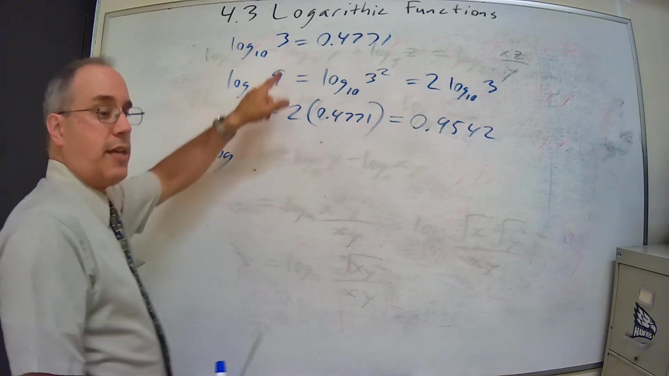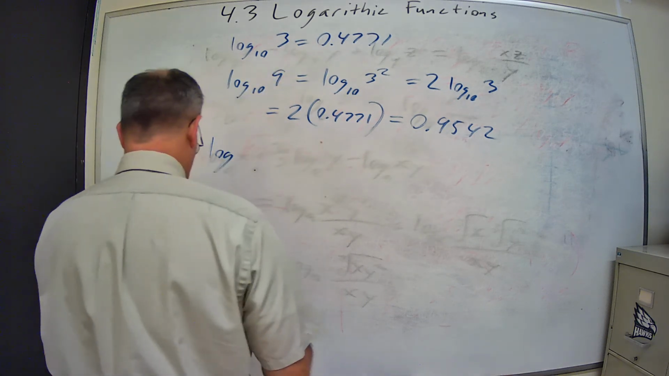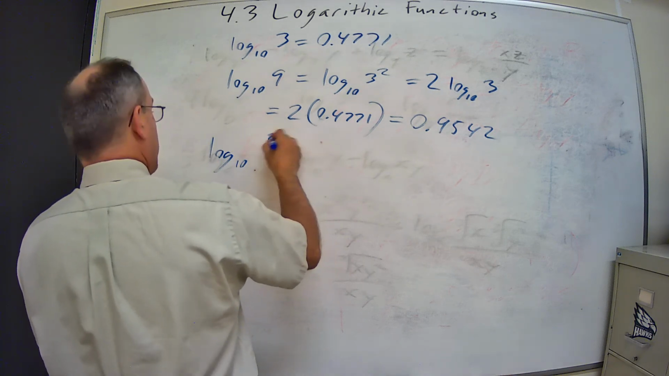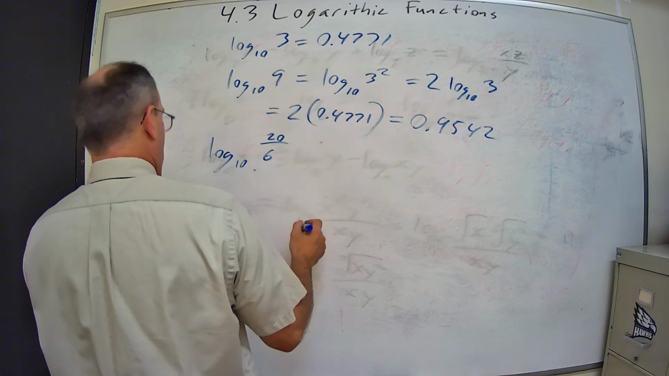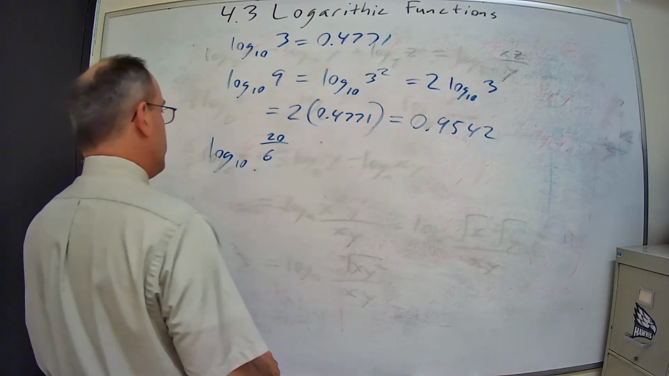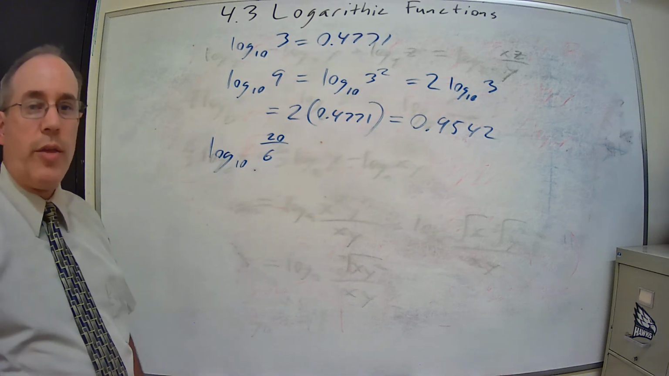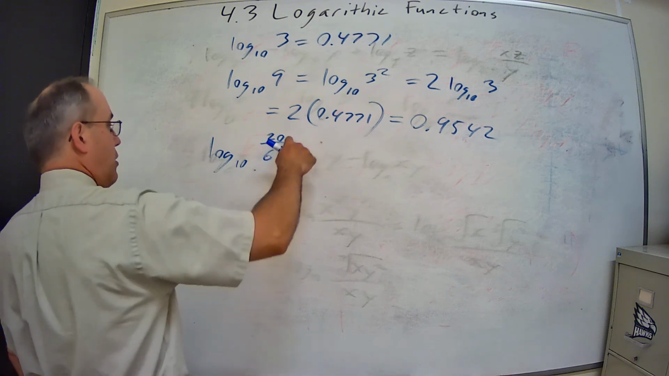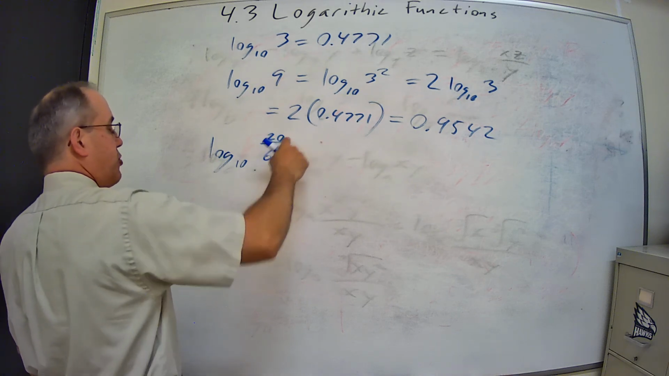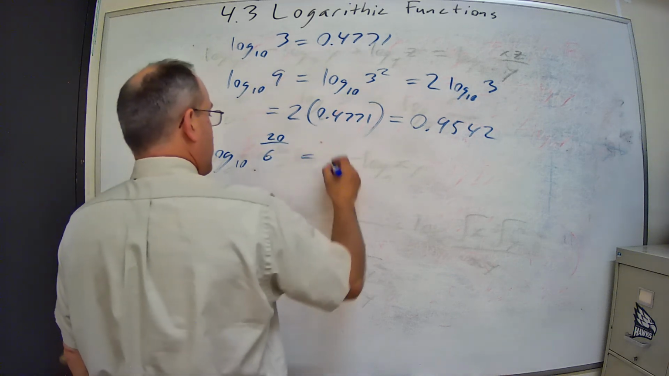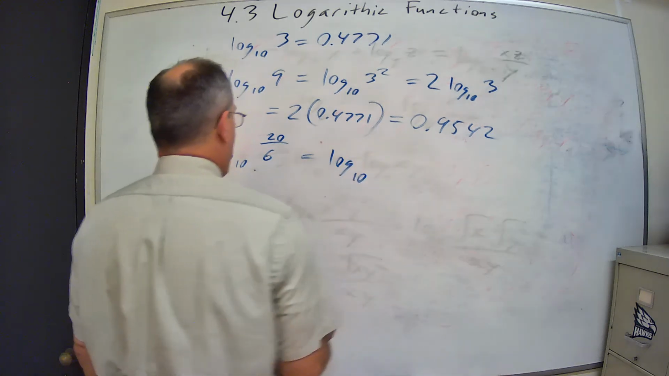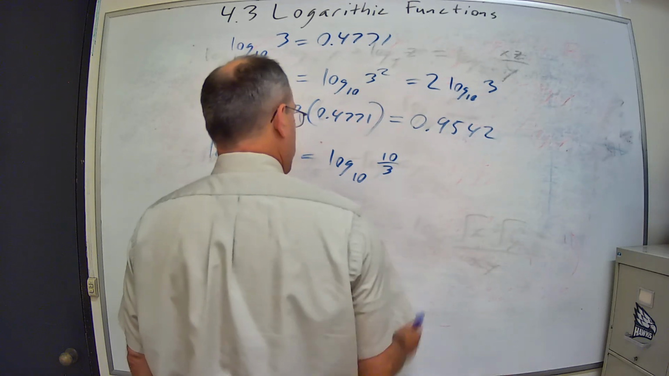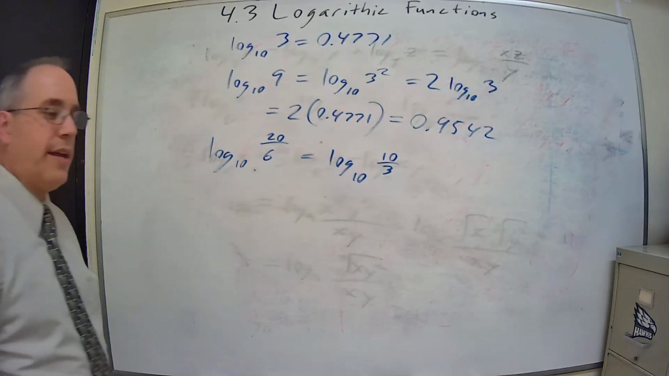Again, knowing that log base 10 of 3 is 0.4771, find log base 10 of 20 over 6. Well, look, what can we do with this? First of all, I see that 20 over 6 can be reduced. So I can say that's log base 10 of, if I divide it by 2, I get 10/3. Alright, so that's a start.